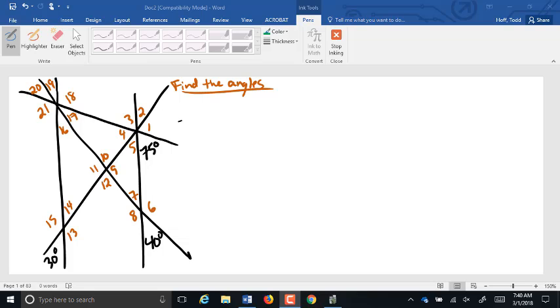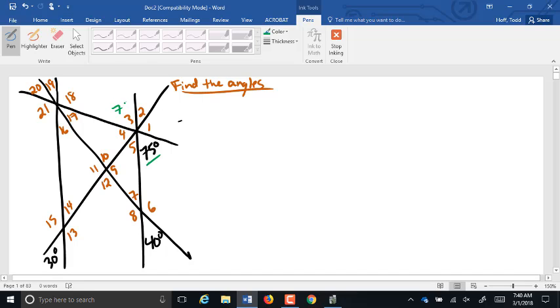So, looking up here, we have the 75-degree angle here. What other angles have to be 75 degrees? Number 3 does. Anything else? Careful. The combination of 16 and 17 together has to be 75 degrees.